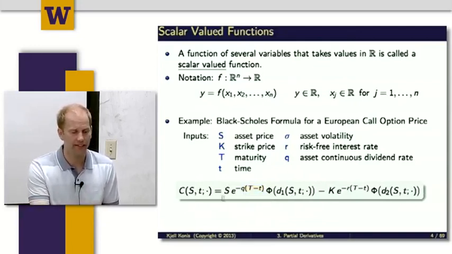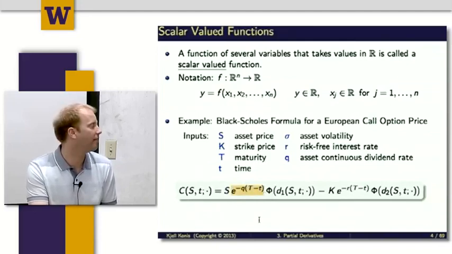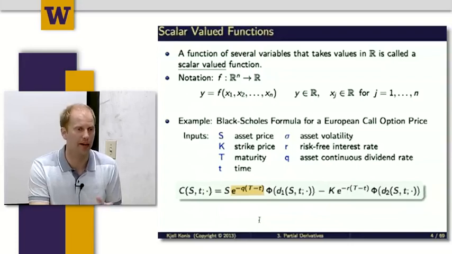You can see that this formula is going to simplify a bit too. If you have a non-dividend paying asset, this q is just going to be 0. And so you'll have e to the 0, and this whole piece that I have highlighted will disappear. It'll just become 1.